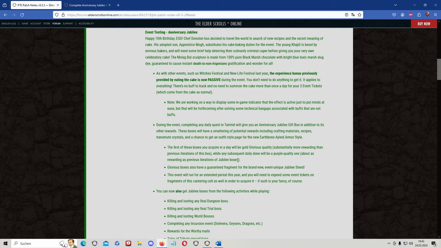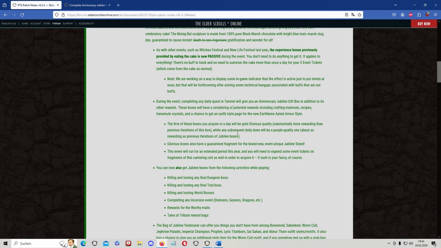Further, this year there will be a Gold Glorious box on the first box you earn, guaranteeing you a fragment of the new Jubilee Steed mount. And from PTS testing, we saw that you need around 25 of these shards to put the steed together, possibly just dropping one fragment each day too, which is not confirmed yet though. But this is in line with them saying that the event will run for an extended period this year, so I guess around 3 weeks actually, and that you might need to spend some event tickets for fragments too.